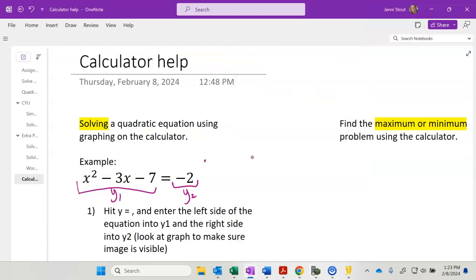So you're going to come back to your problem and you're just going to say x equals negative 1.2 and x equals 4.2. Those are your solutions.